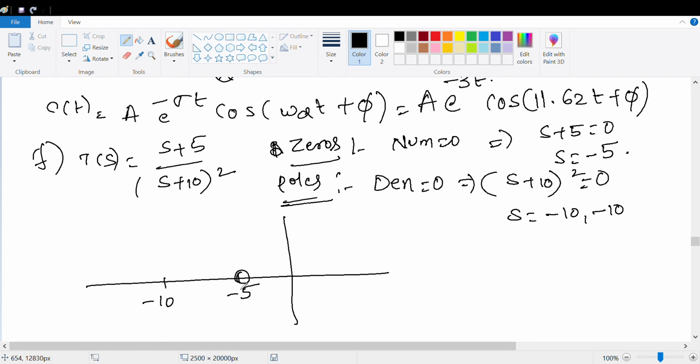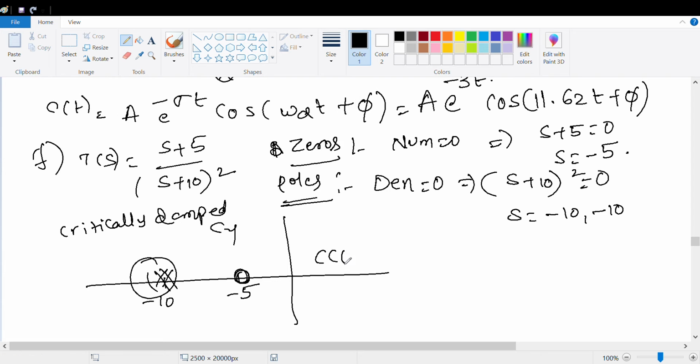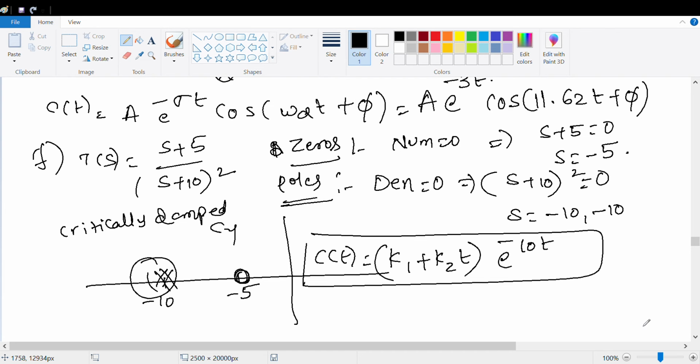The zero is represented as a circle. And poles: 2 poles at the same place. This is called a critically damped system. Two poles at the same place, critically damped system. And we know for this, the general form of step response C of t is k1 plus k2 t times e power minus sigma t, where sigma is 10. This is the general form of step response. So for this problem, let's see again.